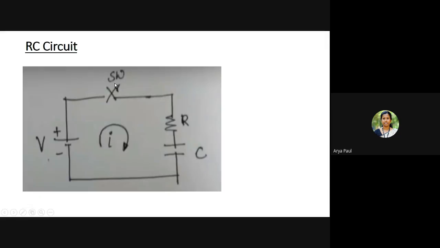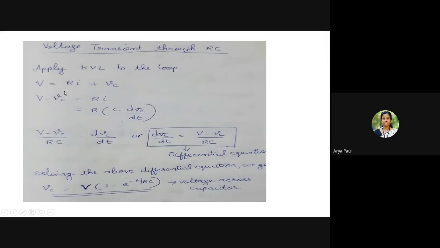First we will apply the KVL, Kirchhoff's voltage law, to the loop. While applying KVL to this RC circuit, the applied voltage V is equal to the voltage across the resistor plus the voltage across the capacitor, isn't it? The total voltage V is applied, so V is equal to the voltage across the resistor plus the voltage across the capacitor.